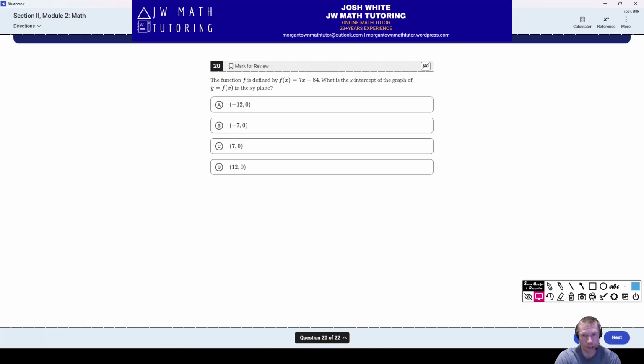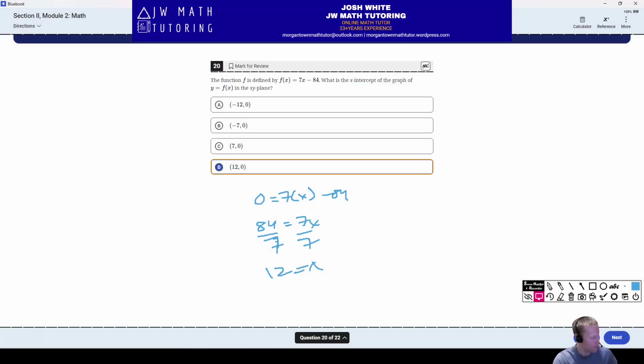All right, number 20. What is the x-intercept of this graph? If you want to do this by hand, you can, of course, just plug in 0 for f of x or for y, and then solve that for x, divide by 7. Looks like it's going to be 12, or in other words, it's going to be 12 comma 0.